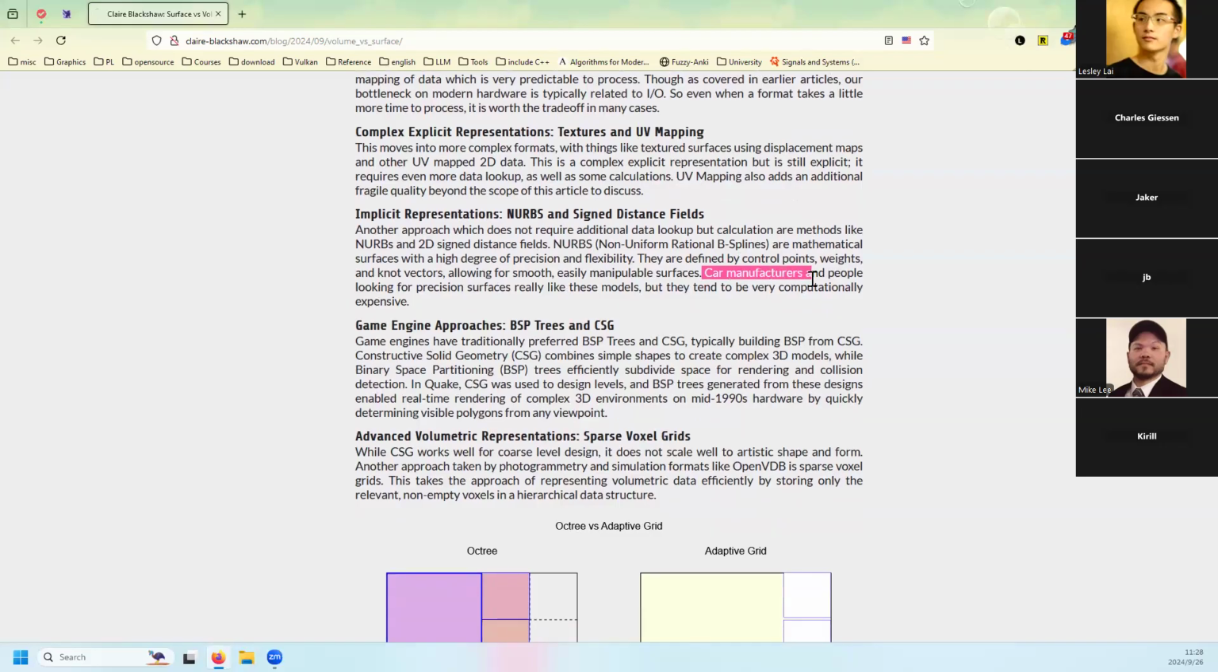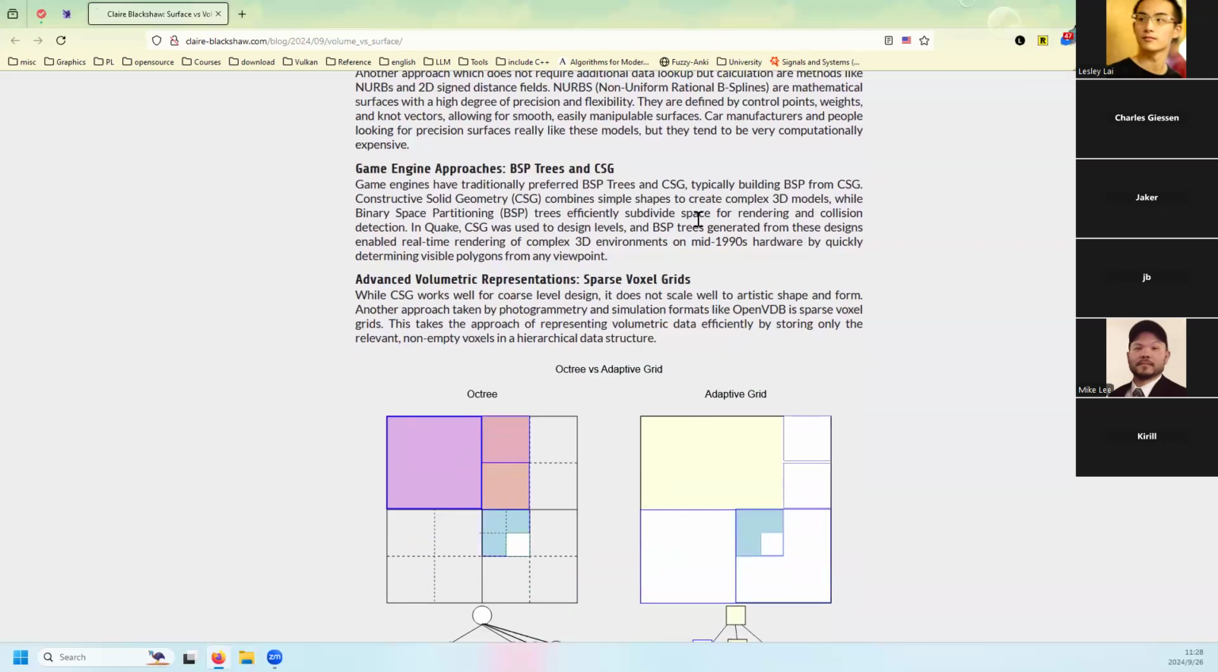Car manufacturers and people looking for precision surfaces really like these models. Okay, they are computationally expensive. Yeah, BSP trees and CSG. But SDF is still also widely used in games though. Building BSP from CSG, yeah.